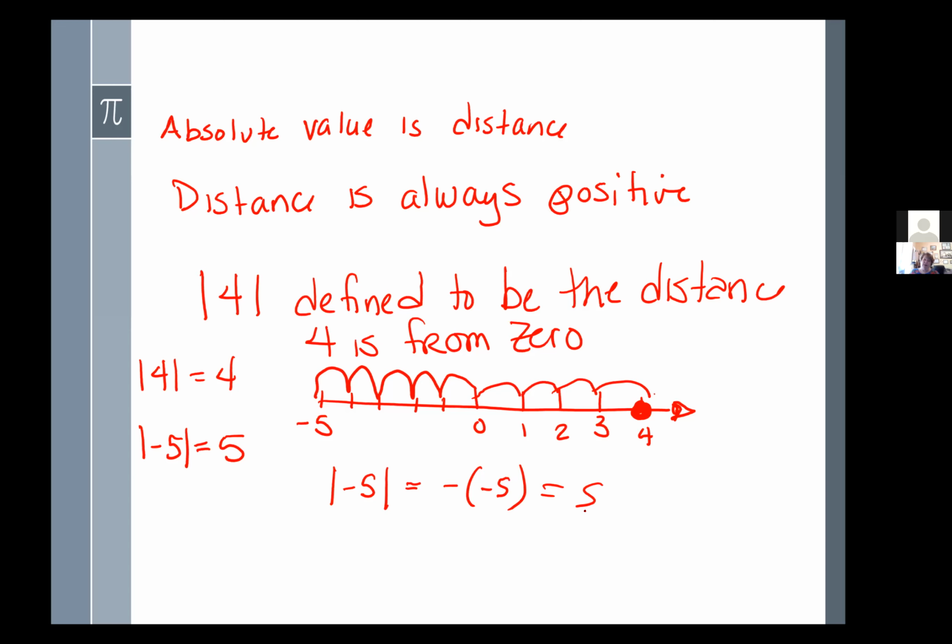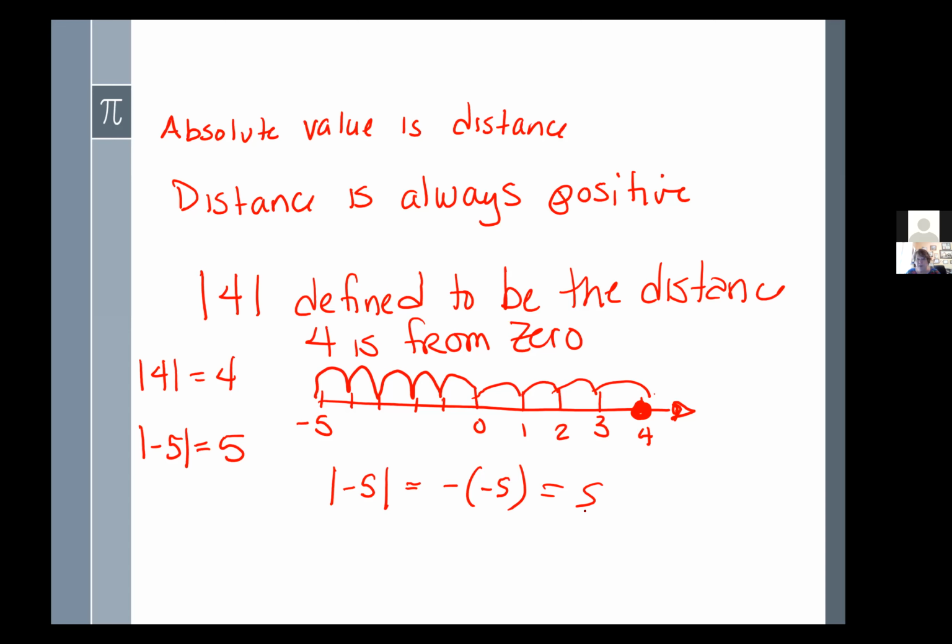So absolute value is a distance. It's the distance a value is from 0 on the number line. And the way we find absolute value is if the number is positive, just remove the absolute value symbols. If the value is negative, then you change its sign. So you take whatever's inside your absolute value symbols and you change the sign of it.